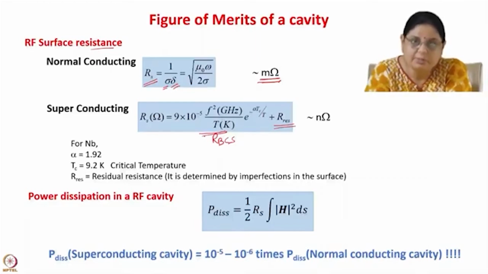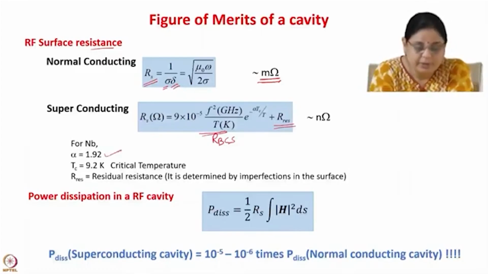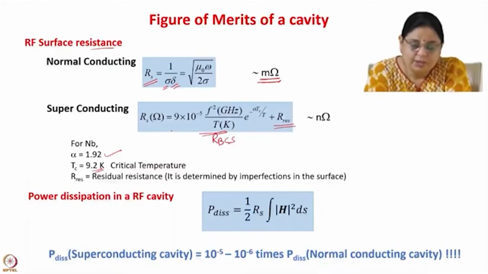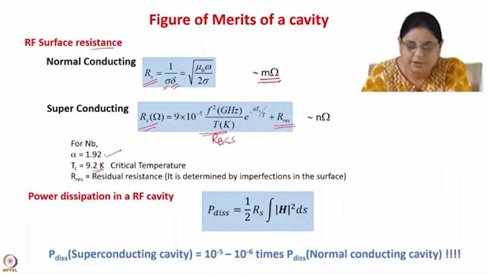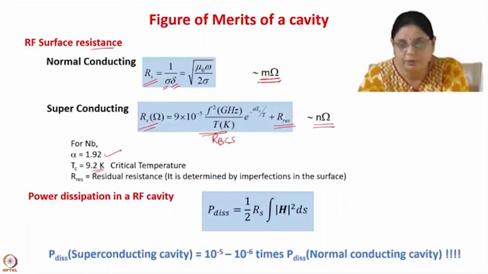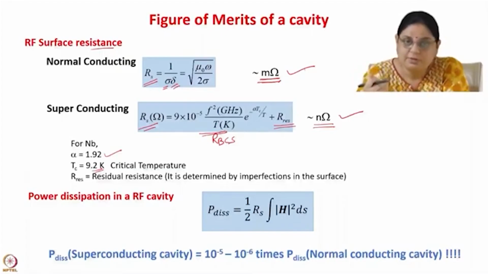So for niobium, which is the material generally used for making superconducting cavities, alpha is 1.92 and the critical temperature is 9.2. You can calculate the residual resistance. You can calculate the RF surface resistance at different frequencies with temperature, and this normally comes out of the order of nanoohms. So you see that the RF surface resistance of normal conducting cavities is in the range of milliohm, whereas here it is in the range of nanoohm. So the RF surface resistance has reduced drastically, 10 to the power of 6 times lower in a superconducting material.